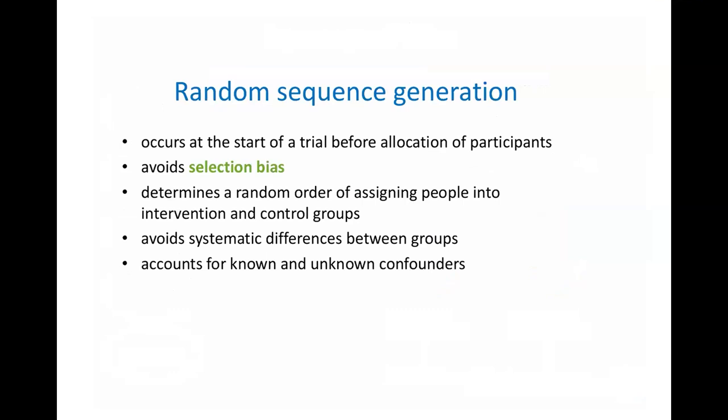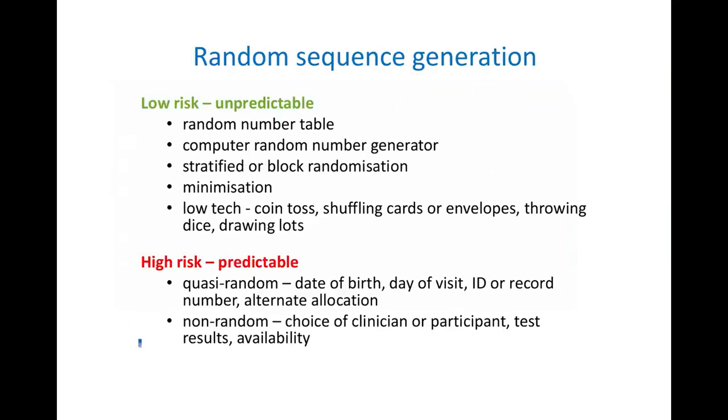Random sequence generation occurs at the start of the trial, before allocation of participants, and avoids selection bias. It determines a random order of assigning people into the intervention and control groups. So it avoids systematic differences between the groups and accounts for known and unknown confounders. It is said that randomization balances the confounders between the two groups. Next slide.